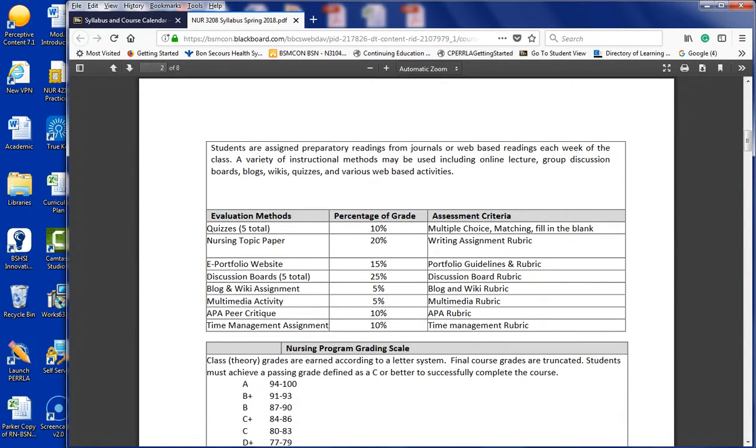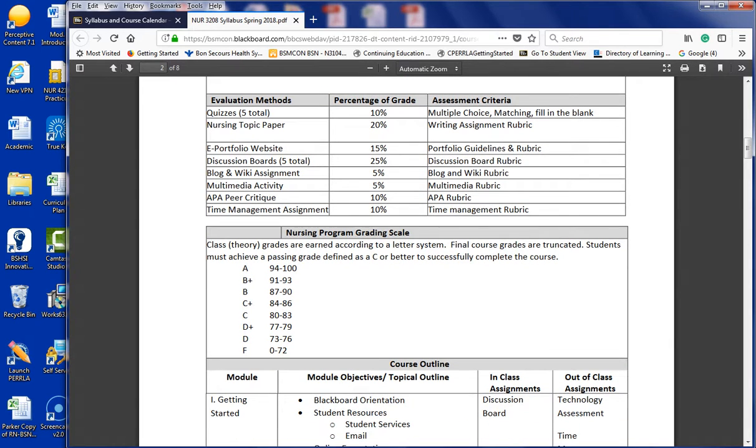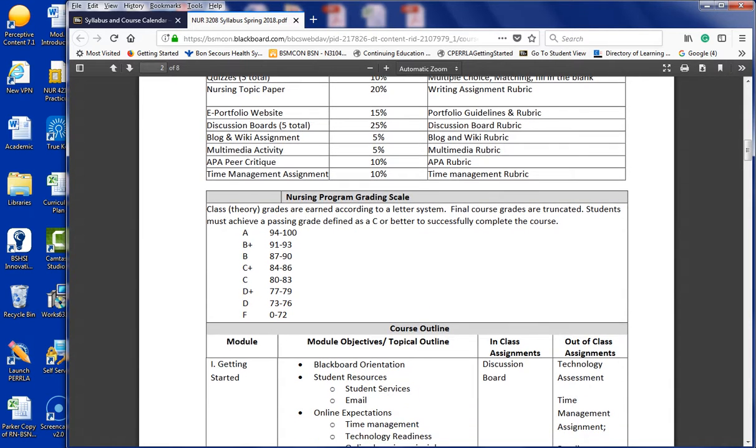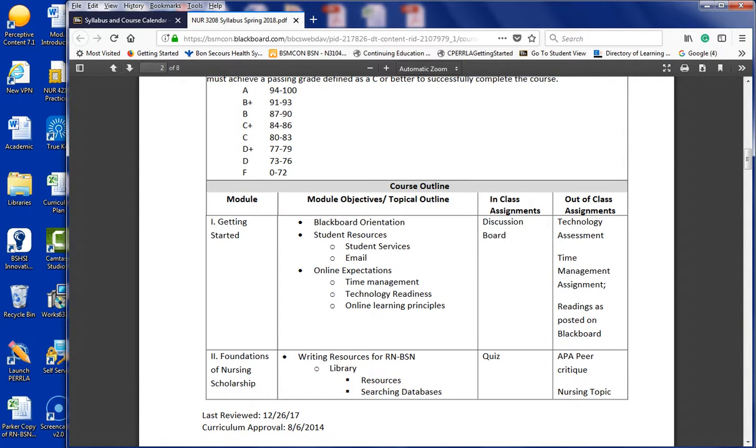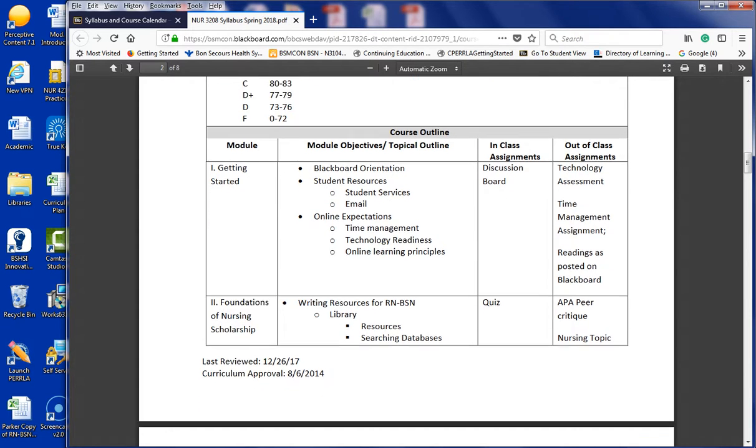These are the different assignments you will have this semester and what percentage of your grade each one will count. And this is the grading scale. It's the grading scale for the whole College of Nursing. And we do not truncate grades. So that means if you have 90.458, it stays at a 90. It doesn't go up to a 91. Or, that's a bad example, but anyway, we don't round. And this is all the modules and an outline of what we'll be doing in each one.